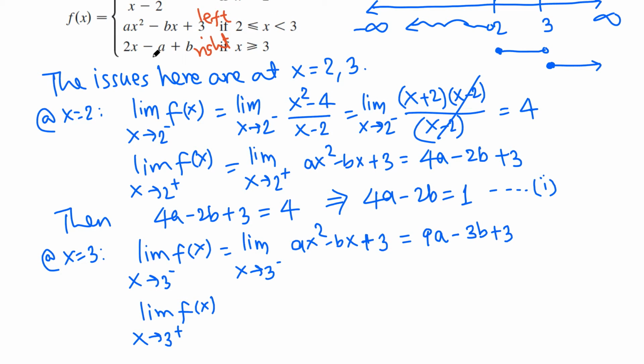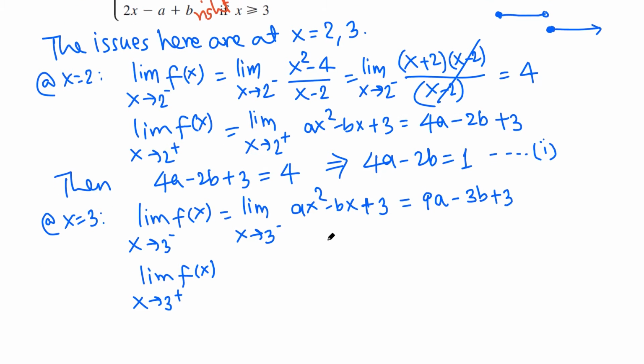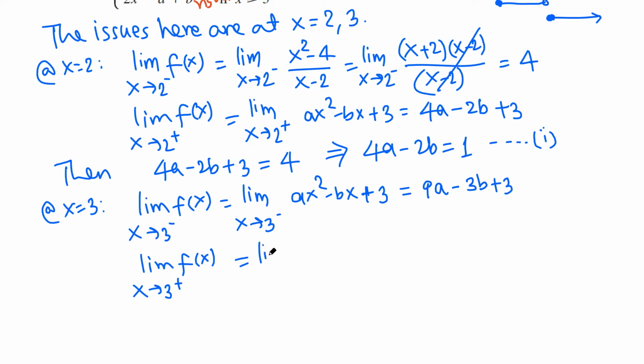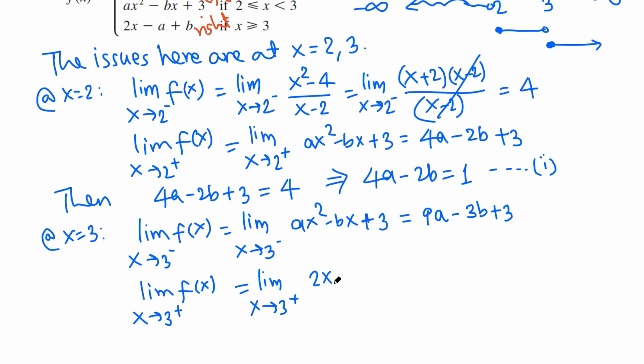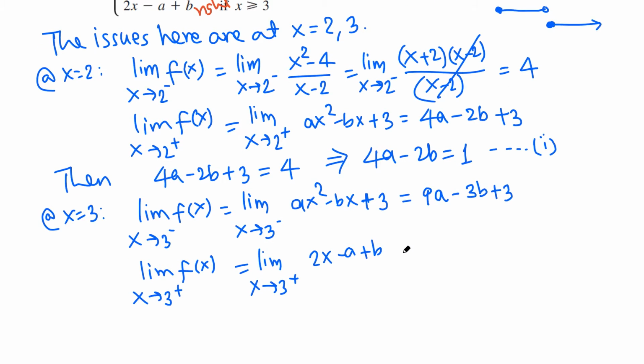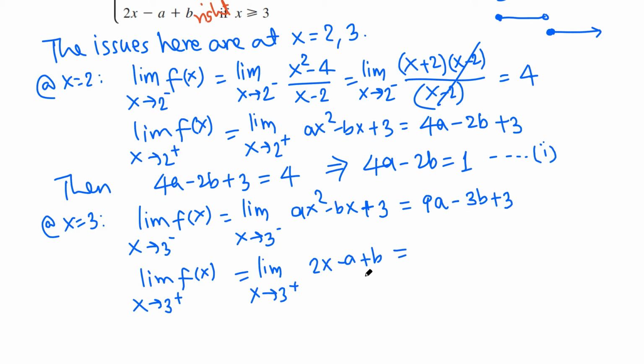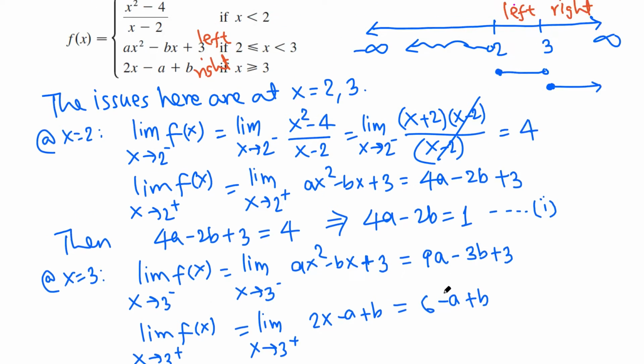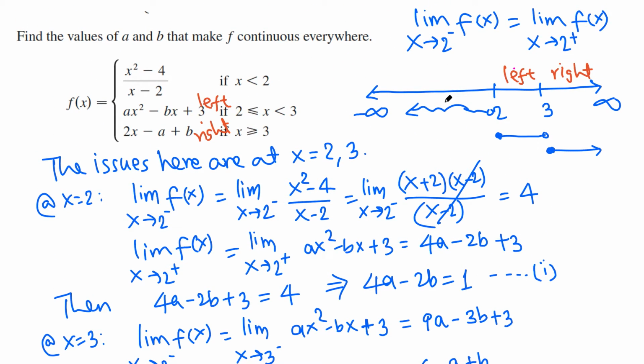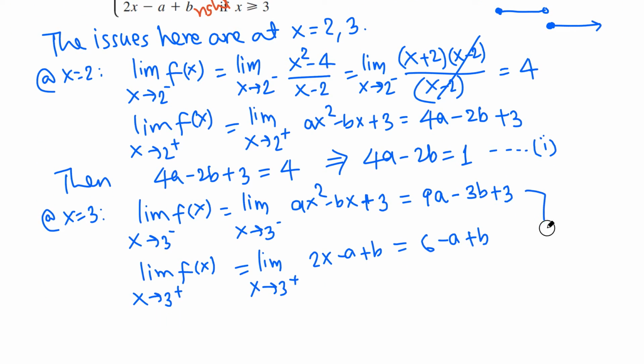Okay, now let me find the right hand limit when x approaches 3. So the very last function, 2x minus a plus b. This is a polynomial, so all we have to do is simply plug in x equals 3. So 2 times 3 is 6 minus a plus b. And for the function to be continuous everywhere, it has to be continuous at 3. That means these should be the same.